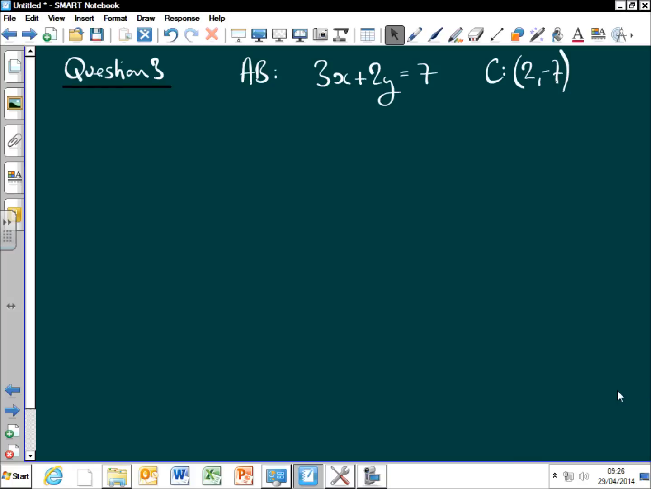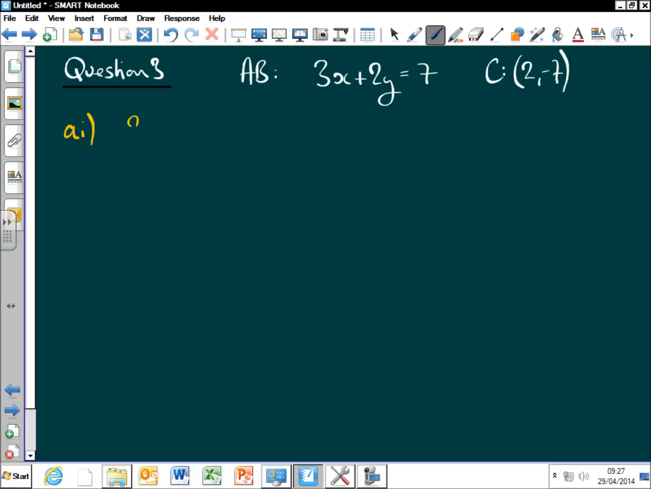On question 3, we're given a line equation, AB, and a coordinate C, which goes through to -7. It asks us to find the gradient of AB. The most simple way of doing this is to just rearrange the line equation so that it's y equals, and then we can just read off what the gradient is.